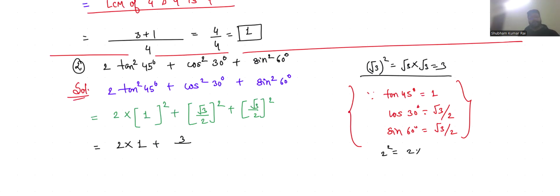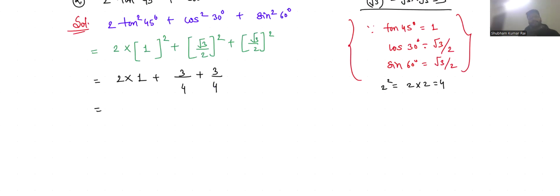So here it will be 4 plus the same root 3, so it will be 3 and here also 4. If you simplify further, you will be getting 2 ones are 2, then 3 by 4 plus 3 by 4. Now, we need to just take the LCM. Where something is not there, it means the denominator is 1. So we will take the LCM of 1, 4 and 4. That will be only 4, right?